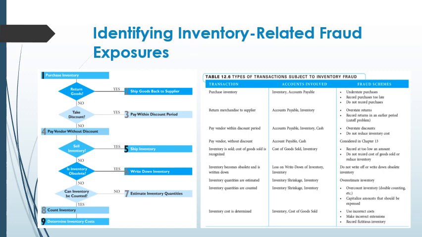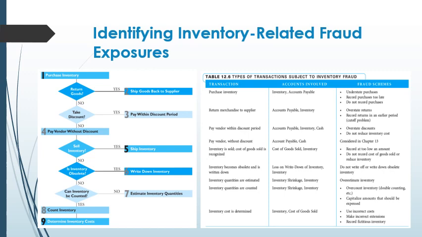So going down the list here, we can see that the first transaction is purchase of inventory. So the accounts that can be involved in this are inventory accounts and accounts payable. The fraud schemes include understate purchases, record purchases too late, and do not record purchases. The next transaction is return merchandise to suppliers, which can affect the accounts payable and inventory. And this can overstate returns, or they may record returns in an earlier period. The next transaction is to pay vendor within the discount period.